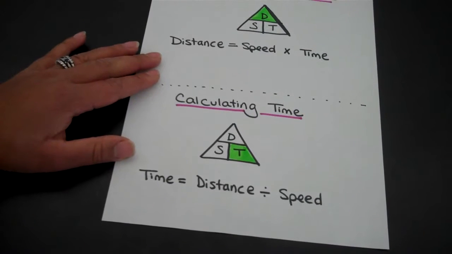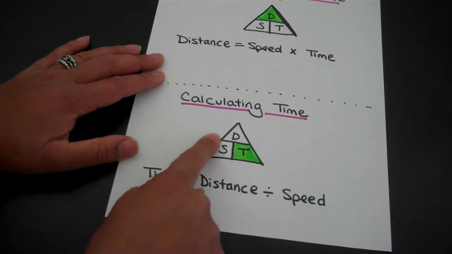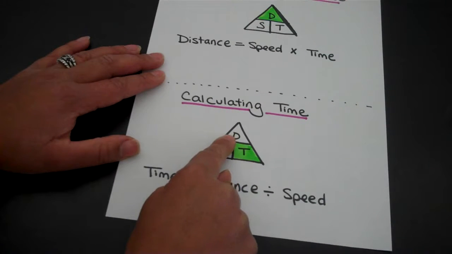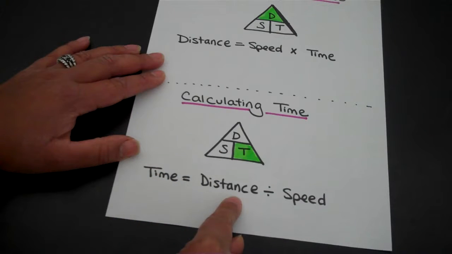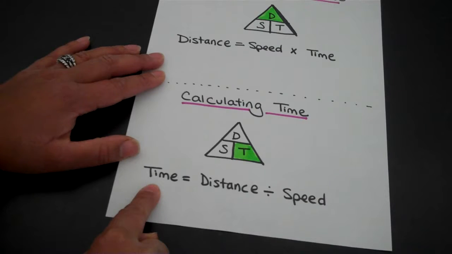Same thing for calculating time. We can use the same triangle. Now I'm highlighting the T for time. Notice that the D is at the top and S is at the bottom. That's because time is distance divided by speed. If I know these two, I can solve for time. Okay, based on that, we can calculate and get a number.